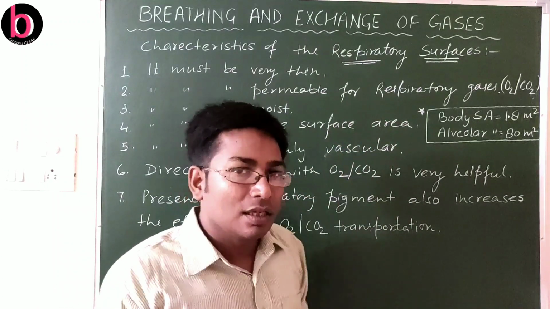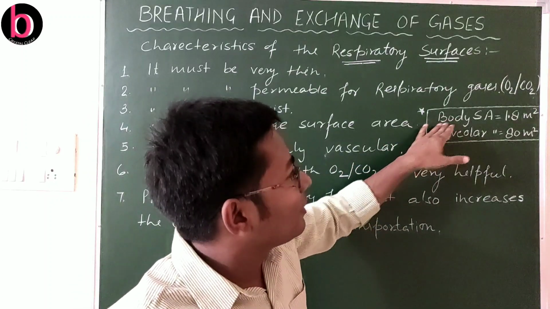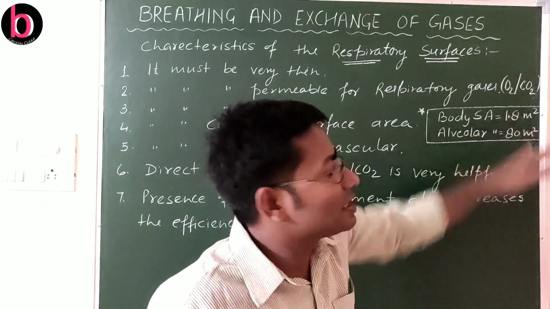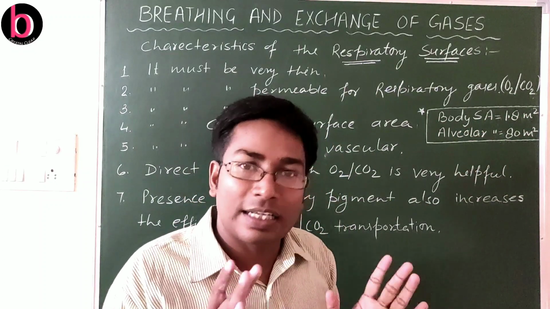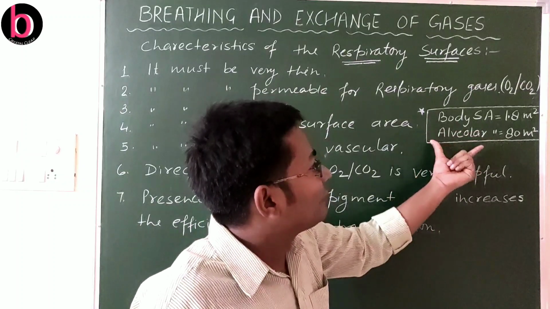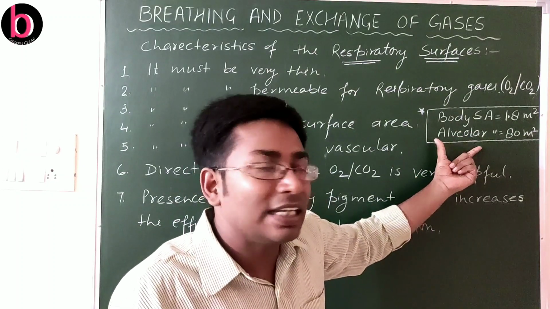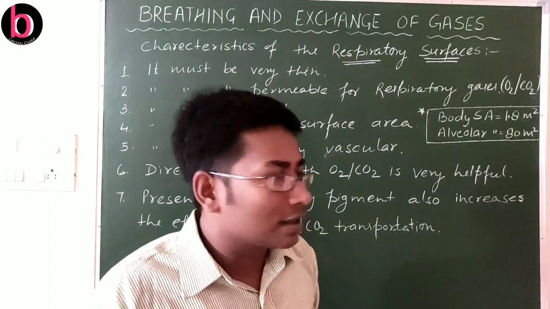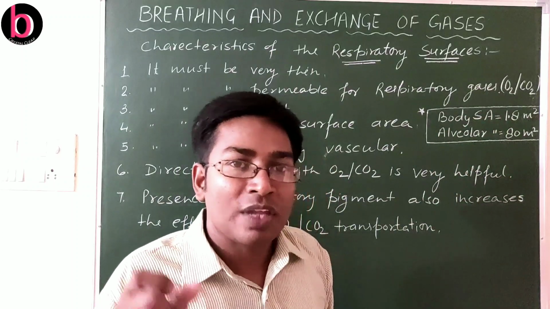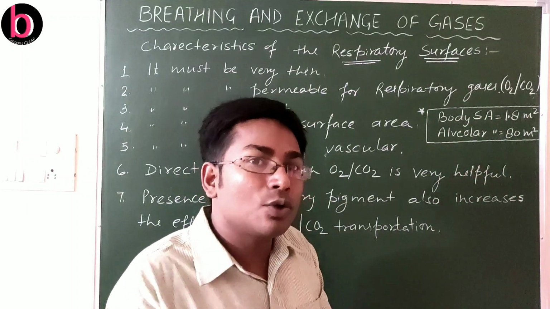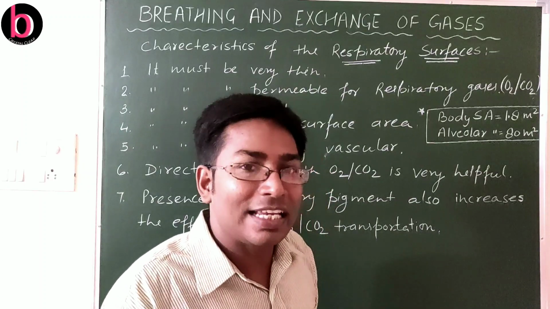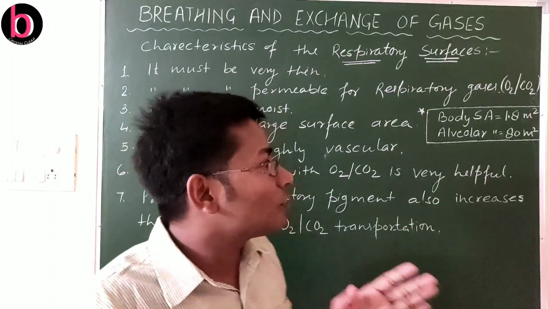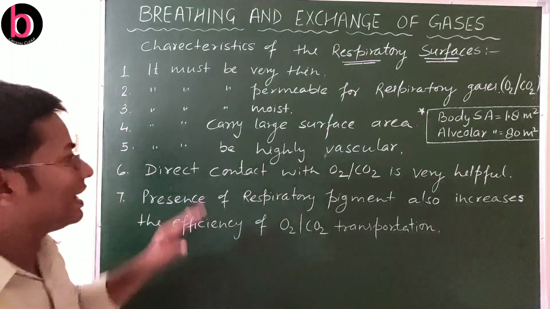So if we discuss here, in case of human beings, the body surface of human, that is the surface area of skin, this is nearly 1.8 meter square. At the same time, if we discuss the alveolar surface area inside the lungs, this is 80 plus meter square. So here there is huge difference, and when we move from simpler to complex organism, the surface area gradually increases because of more number of cells and more complexity.